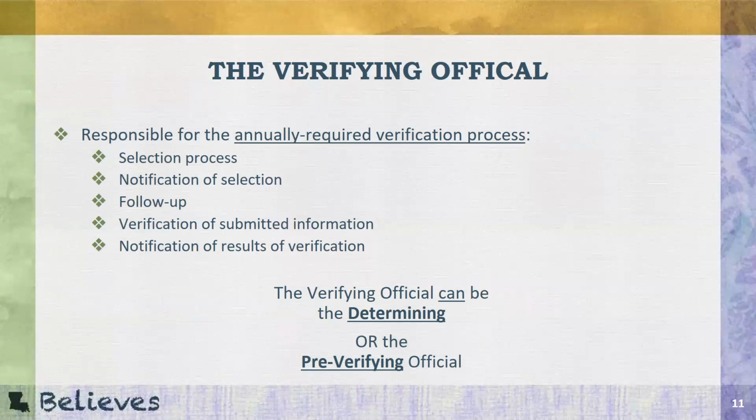The verifying official will be responsible for the overall verification process from October 1st through November 15th. This person will be responsible for the selection process, notifying households of selection, following up with households, reviewing all documentation submitted by households, and notifying households of the results of the verification. Please note that the verifying official can be the determining official or the pre-verifying official. Only the determining and pre-verifying officials cannot be the same person.